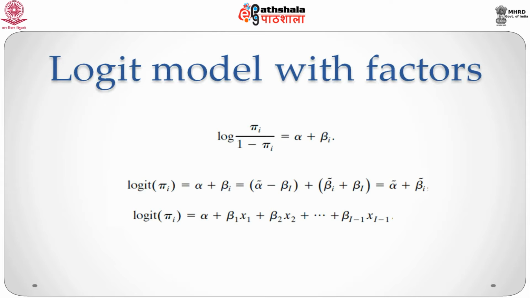Note that when we have capital I categories, we can introduce I minus 1 dummy variables and also get the dummy variable formulation of the model as Logit of pi I equal to alpha plus beta 1 x1 up to beta I minus 1 x I minus 1, where x1 to x I minus 1 are the dummy variables for any I-1 of the categories.